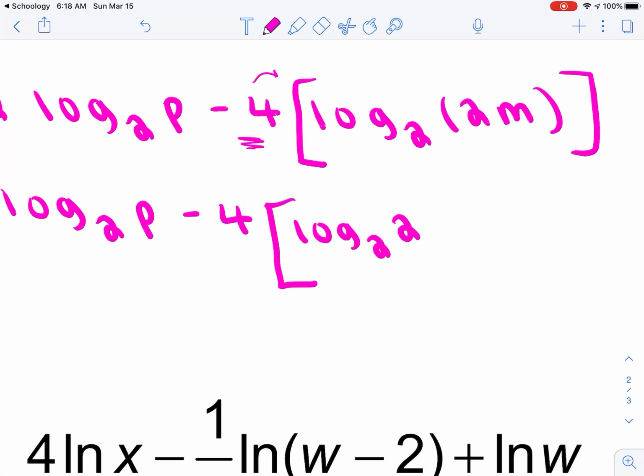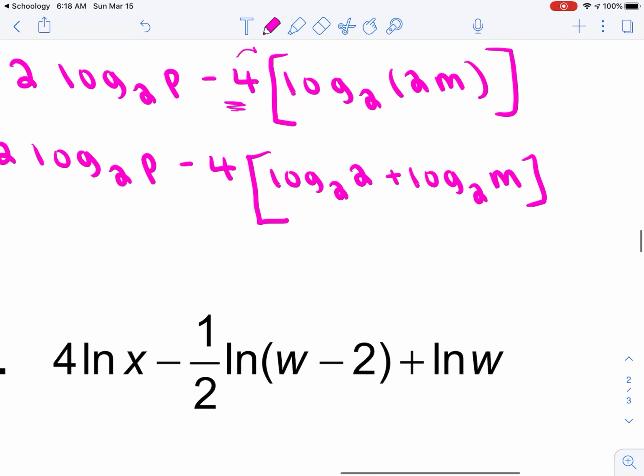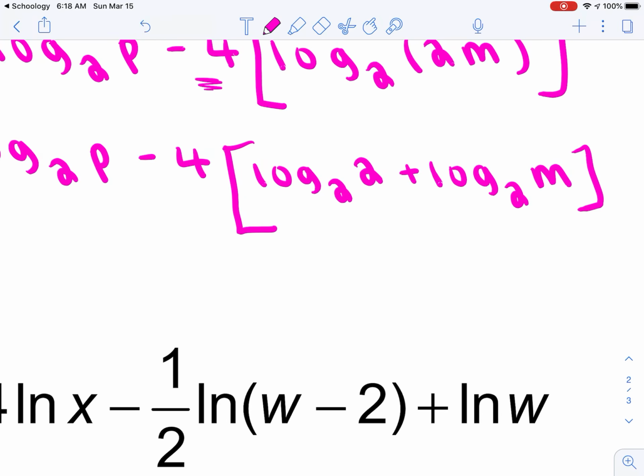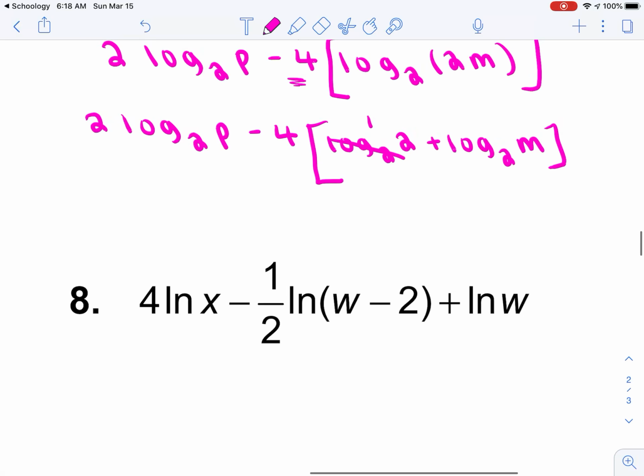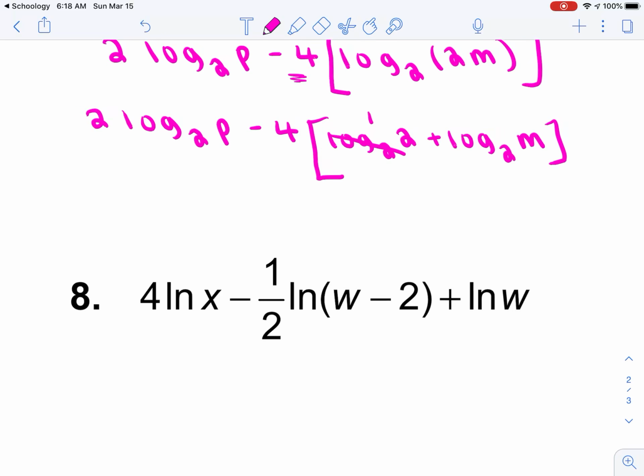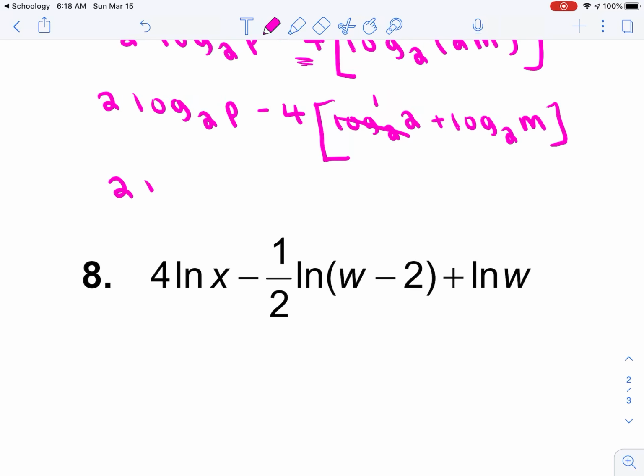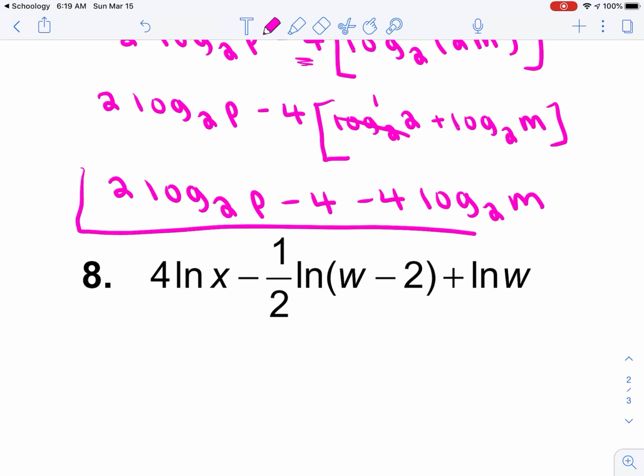Log base 2 of 2 plus log base 2 of m. But here's the thing. First off, log base 2 of 2, think circle of life, equals 1. But secondly, this negative 4 in the front needs to be distributed. So our final answer is this right here.